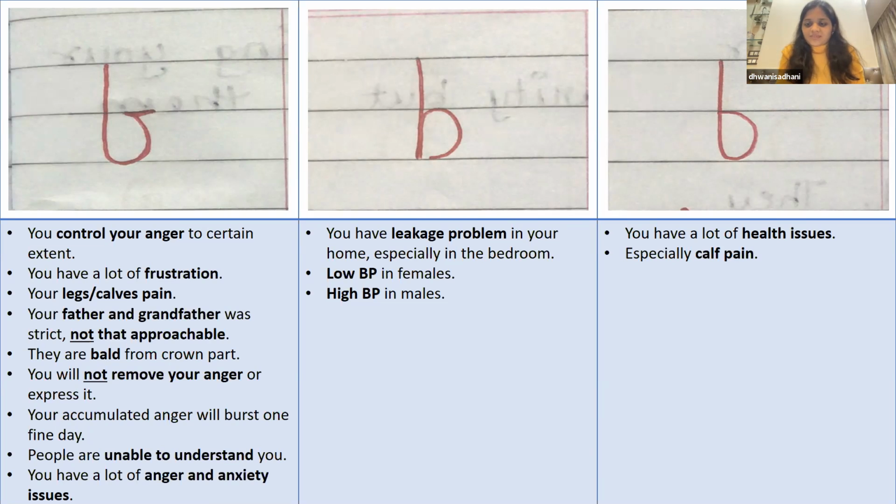So this is something very interesting. When someone has this B, you can always tell them there's some kind of leakage problem at their house. Now again, with the same kind of B, there would be low BP issues in the females, and there would be high BP issues in the males of the house.